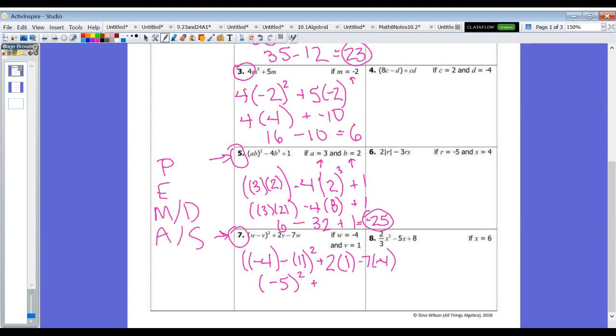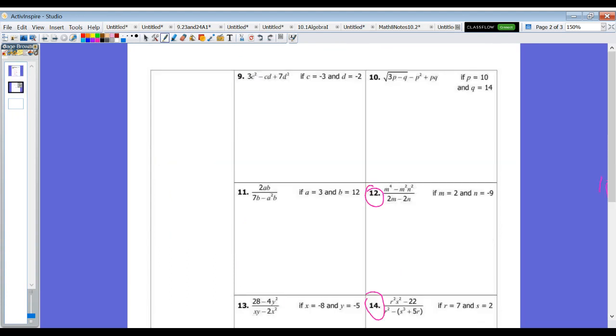And then, if you're okay with doing your multiplication first and understanding what needs to go first and second, we can skip a couple steps here and do this multiplication. So 2 times 1 will give me 2. A negative 7 times a negative 4 is going to give me a positive 28. And now I've got to get rid of that exponent. Negative 5 squared is going to give me a positive 25, plus 2, plus 28. And now that's just addition, which will give me 55.